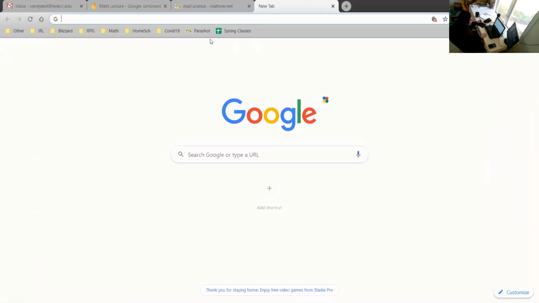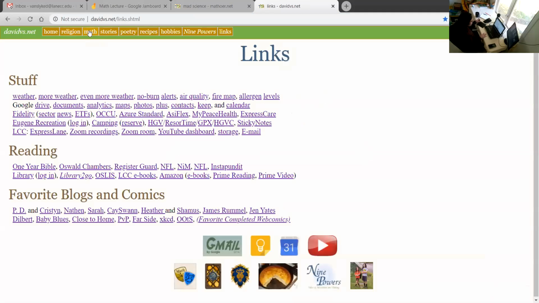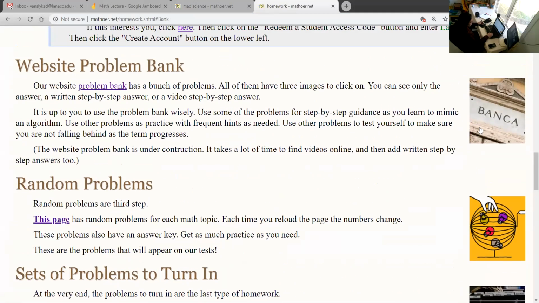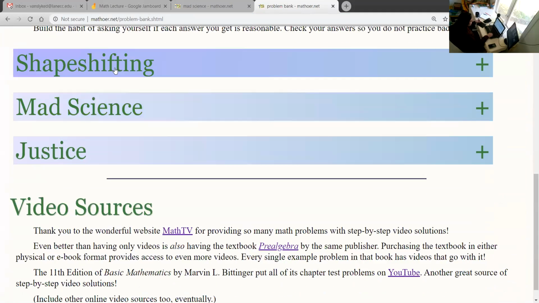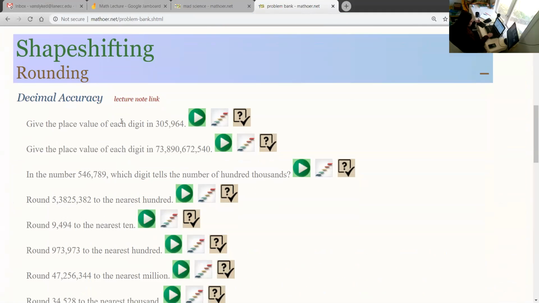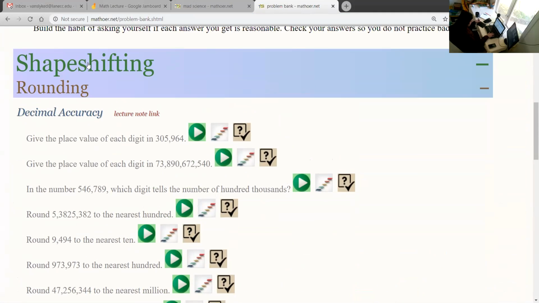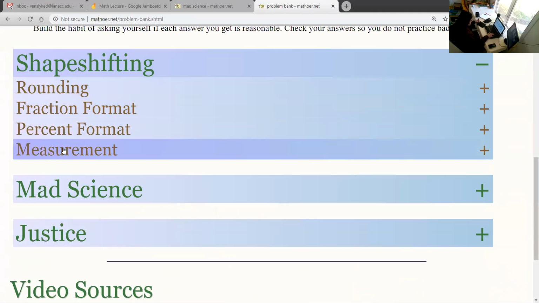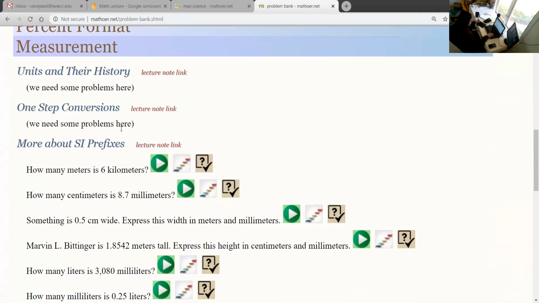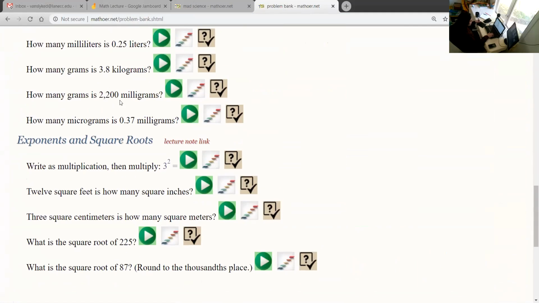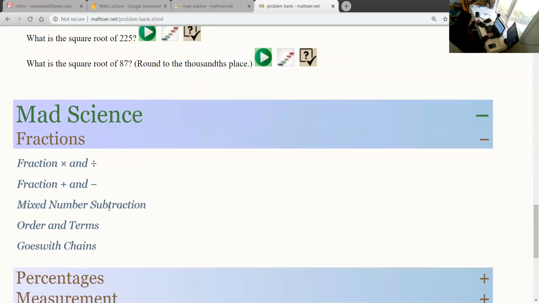Okay, quick tangent. Your website bank of problems is all done now for shape-shifting. If you go to shape-shifting, for all the problems you have a video or just steps or just an answer. So anything in shape-shifting is done like that. Not every section has problems, but for the ones that do, you pick the video or the steps or the answer. Once we get to Mad Science, it's often kind of empty.